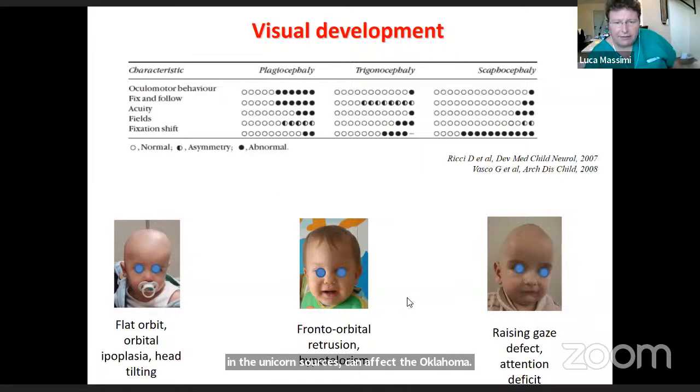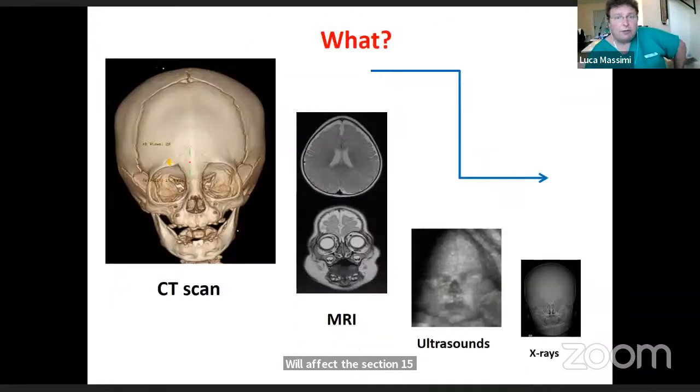On the other hand, the fronto-orbital retrusion, the hypotelorism of the metopic synostosis will prevent the fixation shift and the visual field. And finally, namely the attention deficit more than the racing gaze defect will affect the fixation shift in children with sagittal synostosis.